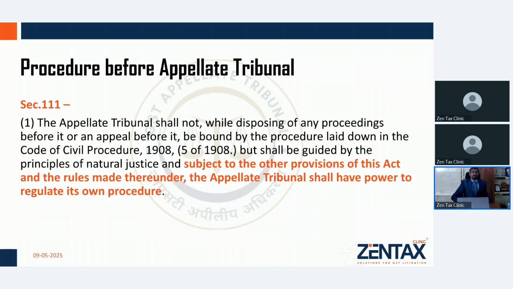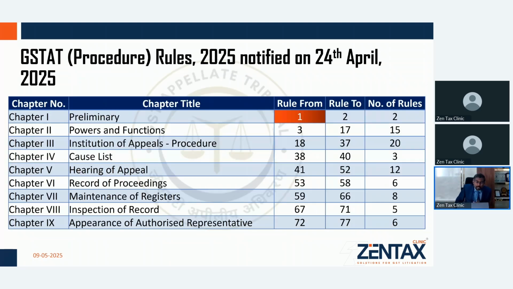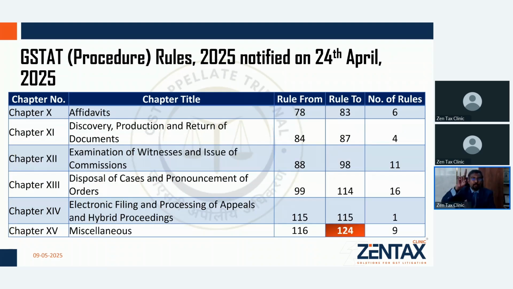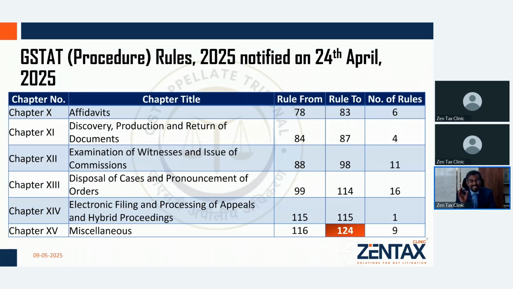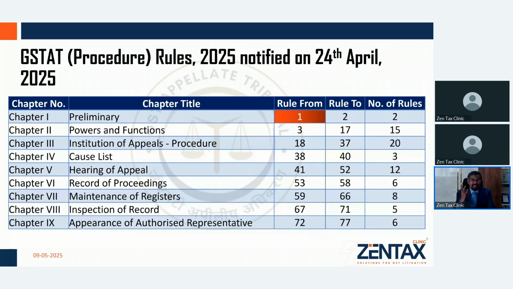So in this regard, if you really look into these GST appellate tribunal procedure rules, there are 15 chapters totally containing 124 rules. Starting from rule number 1 to rule number 124, there are 124 rules contained across 15 chapters. The first chapter is the preliminary and the definitions portion, containing 2 rules. The second chapter talks about the power and the functions, which encompasses 15 rules.